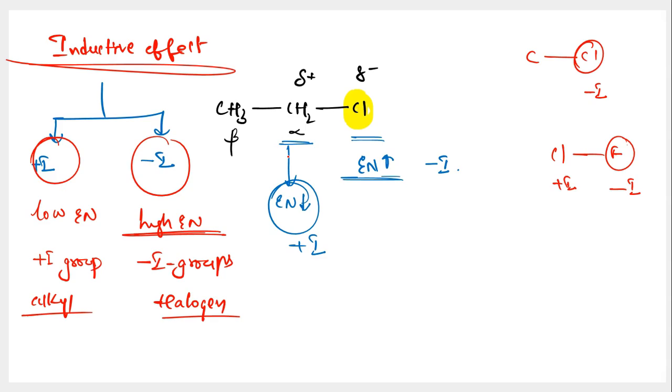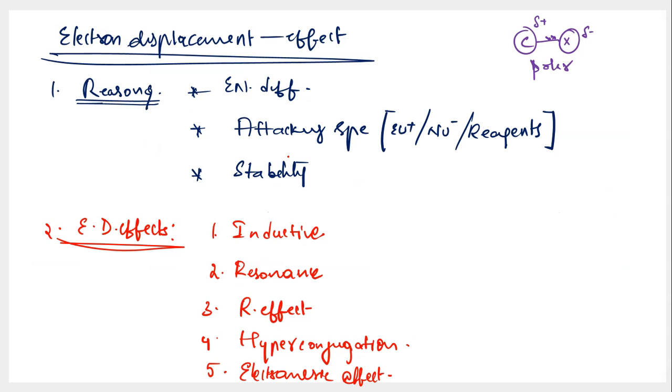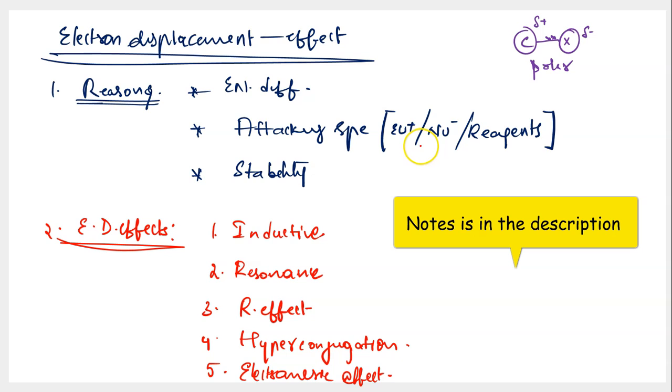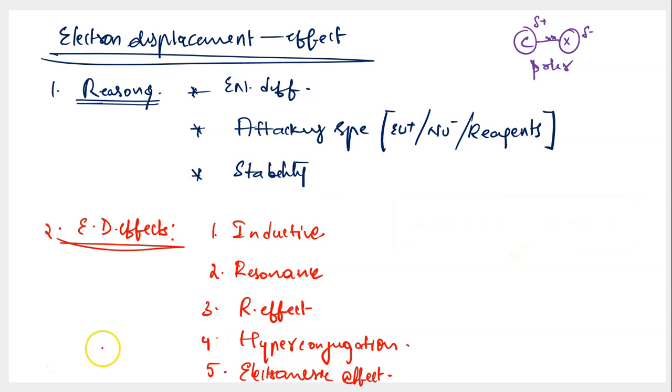Let us quickly recap whatever we have learned over here. We are working on electron displacements and the effects of electron displacement. Electron displacement is observed in organic molecules, in covalent molecules basically, and there are multiple reasons behind it, of which one could be electronegativity difference between the atoms involved in a covalent bond, or it can also be the attacking species, the presence of an electrophile, nucleophile or reagent in the atmosphere. It also could be stability reasons. And because of any of these reasons, if you see electron displacement in the molecule, one of these effects can be observed.